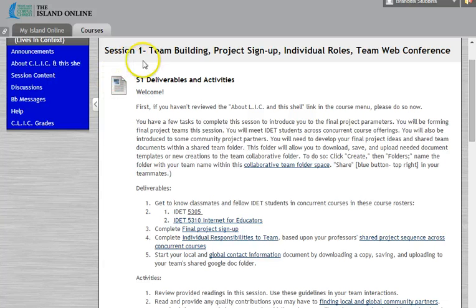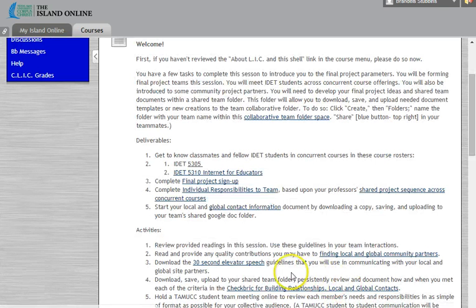The next step in the service-based PBL process would be to identify and recruit the target site. Within your Session 1 folder, you will see a link that will help you find local and global community partners. You will also find a link that will provide information on how to write a 30-second elevator speech, and your checkbook for building relationships and identifying local and global contacts.